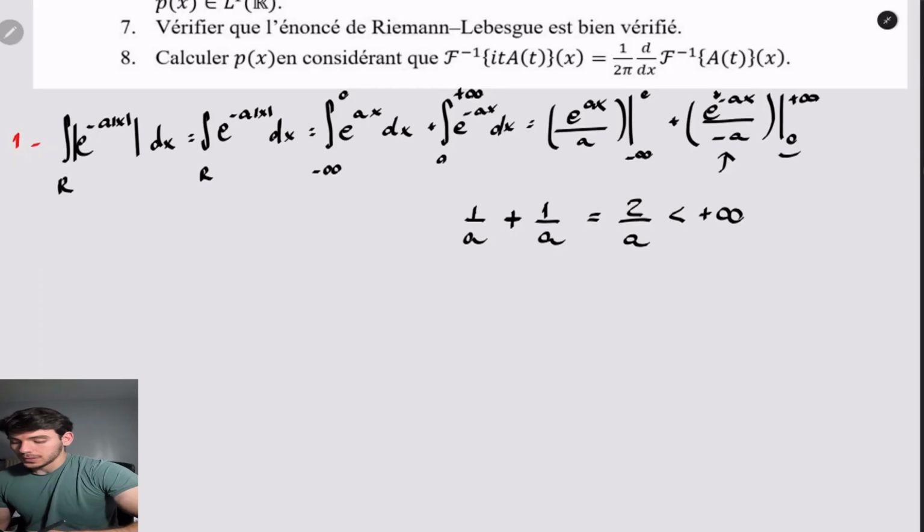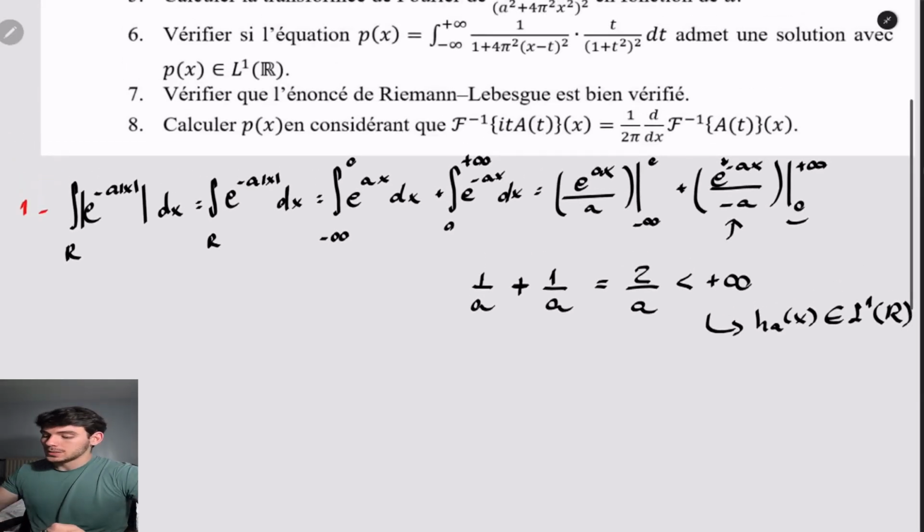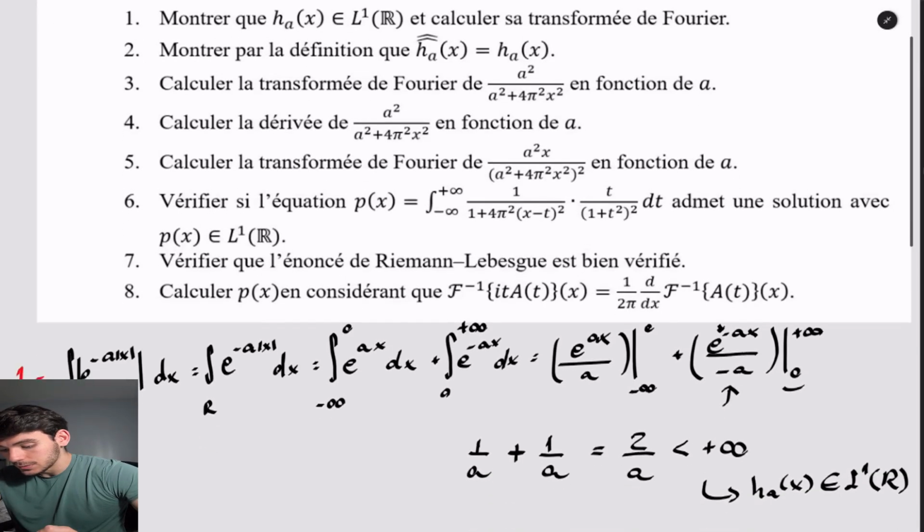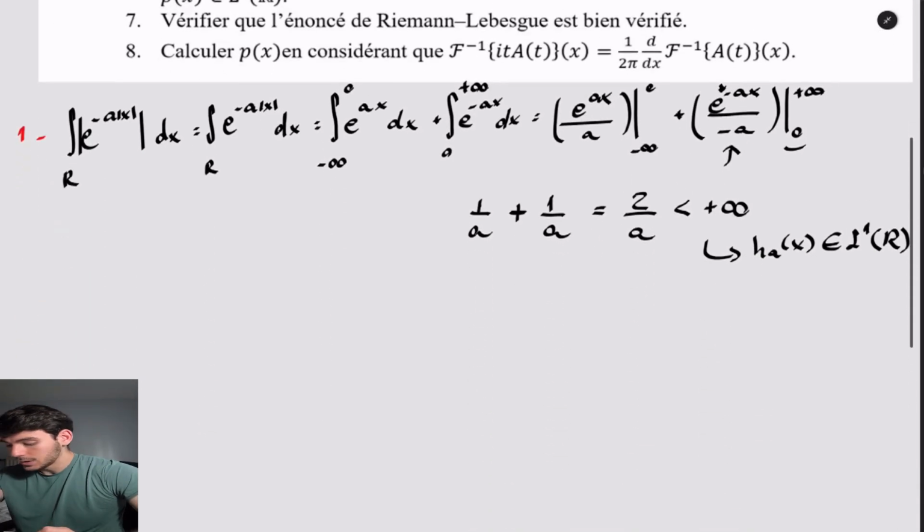So since the integration, considering the real numbers, of the modulus of our function is less than plus infinite, by definition, this function belongs to L1. Okay, so that's half of the first question. In the other half, we need to calculate the Fourier transform of our function.